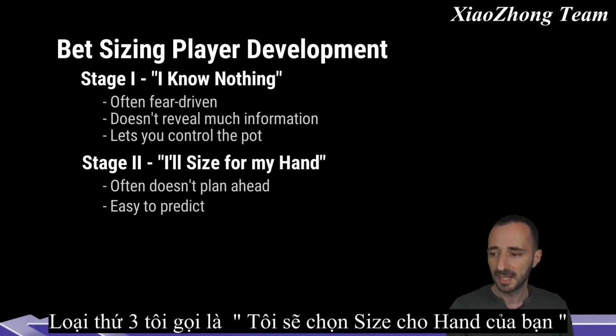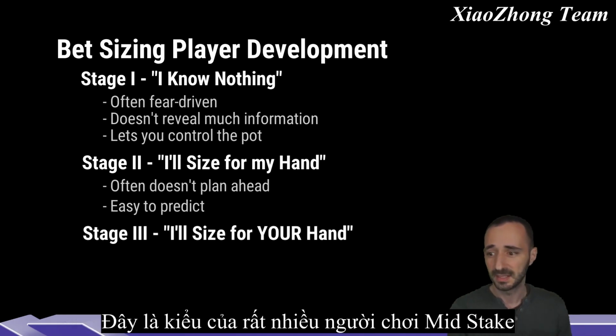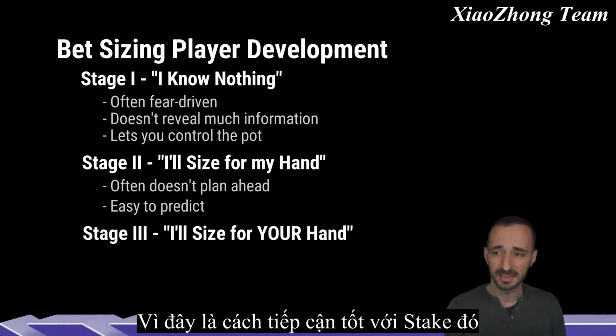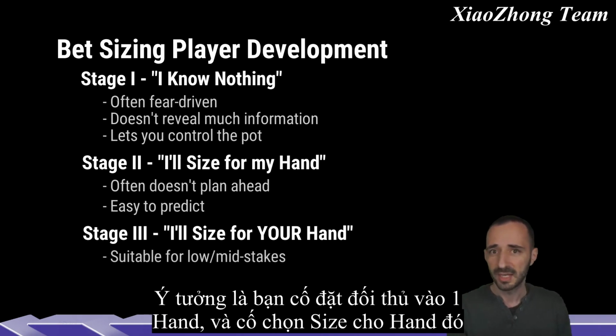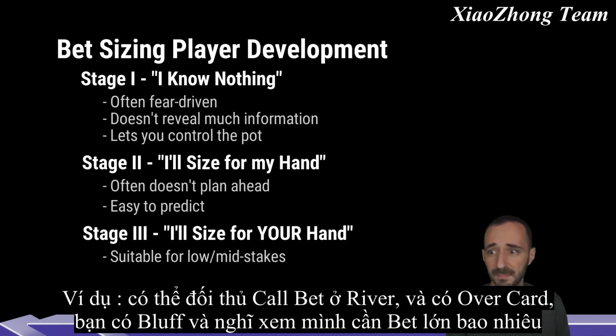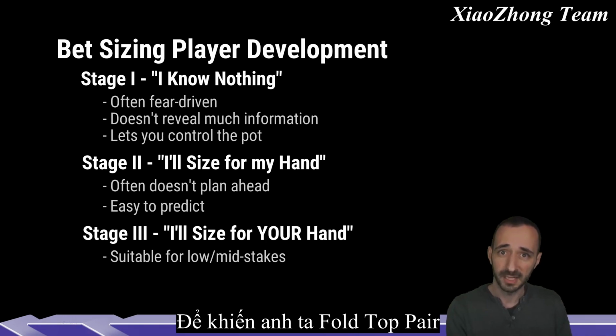So third type, I call it I'll size for your hand. This is actually a lot of low to mid stakes players, because this is a good way to approach those stakes. So the idea is that you try to put your opponent on a hand and try to size for that hand. So for example, maybe your opponent called 2 bets, you're on the river, and it came some overcard, and you have a bluff, and you think, okay, how big do I need to bet to make him fold top pair?